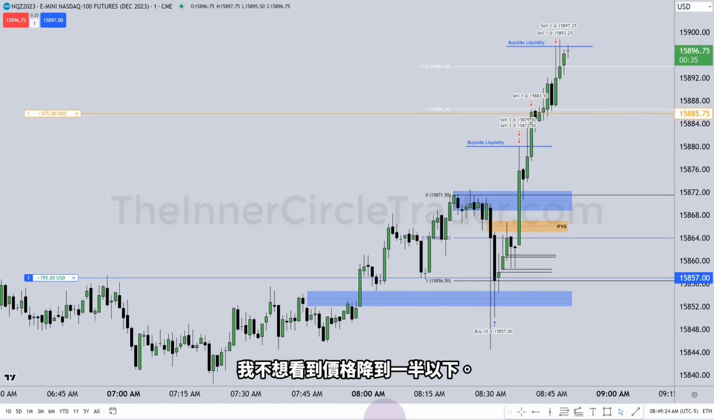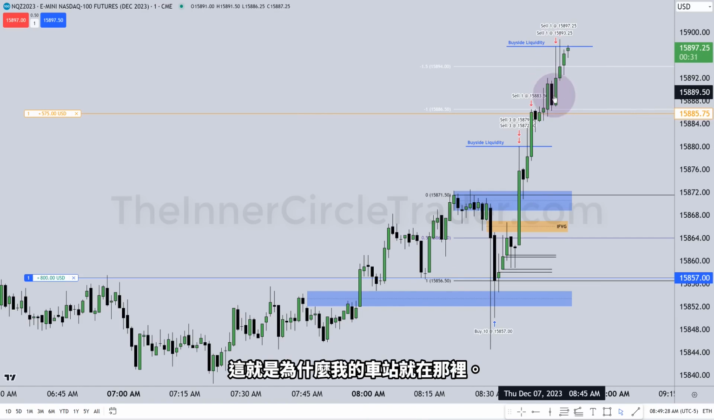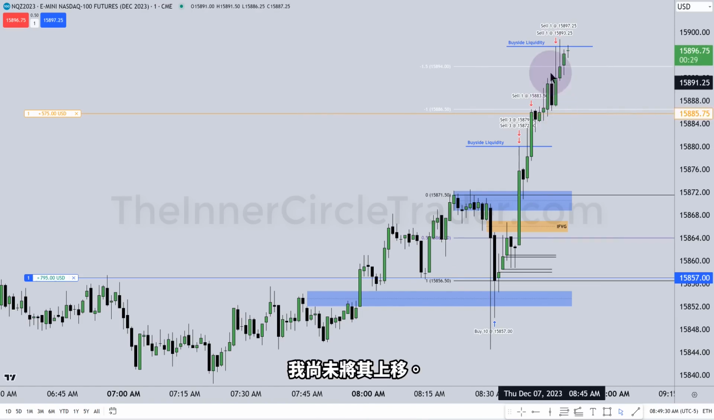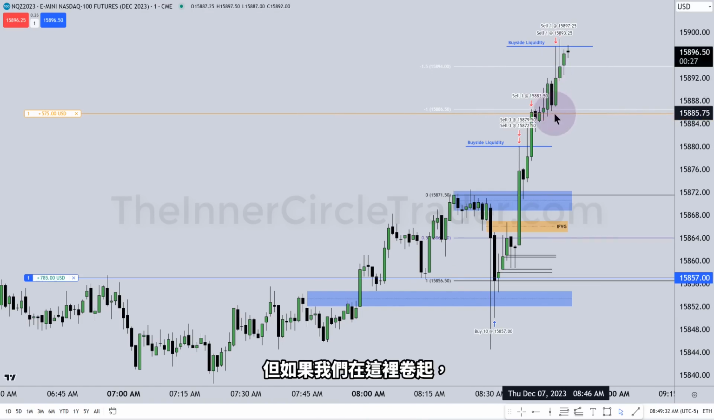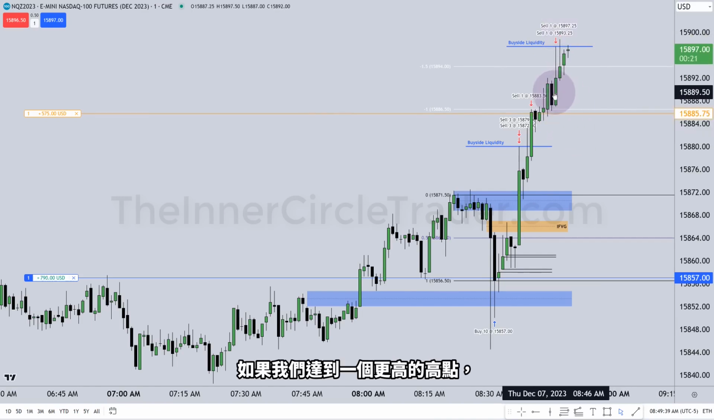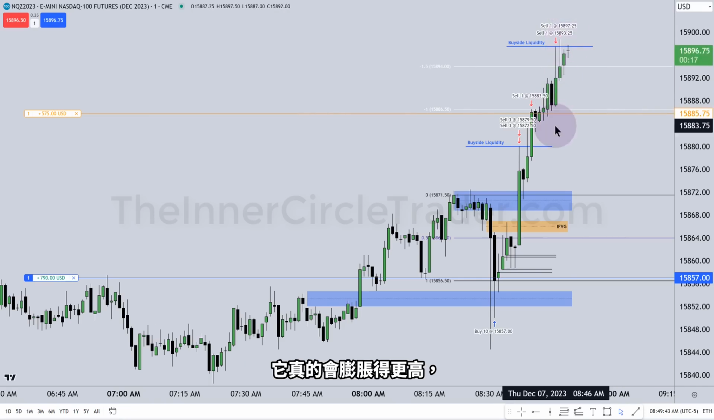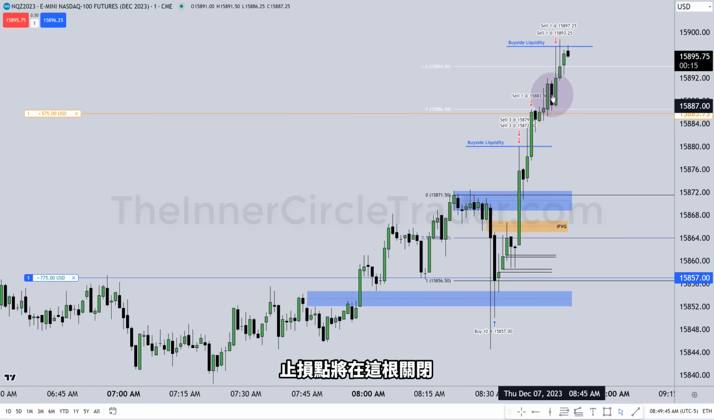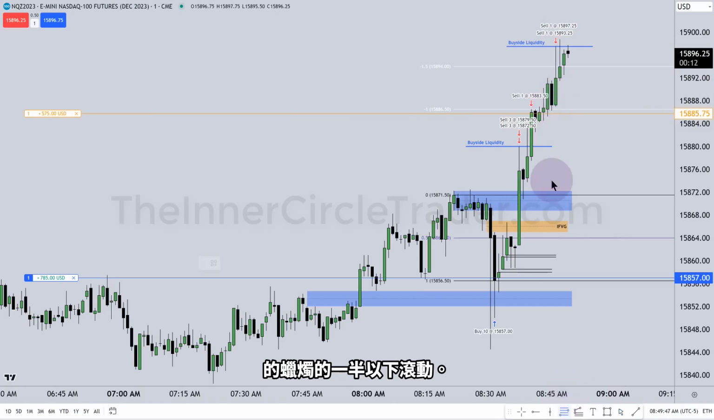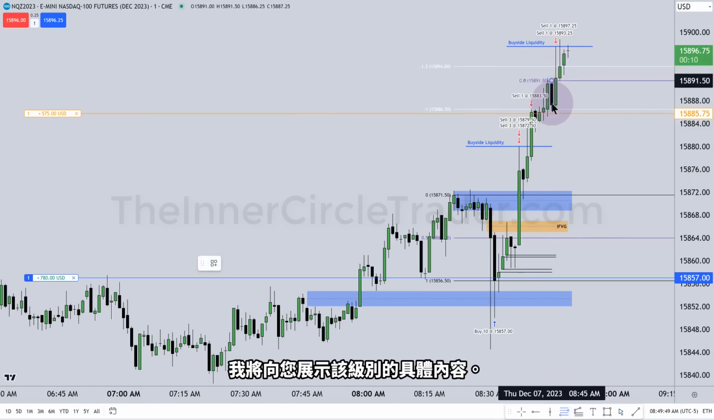All right, so we'll see what we get here. This down close candle here, I don't want to see price go any lower than half of that. That's why my stop is sitting right there. I haven't moved it up, but if we roll up above here, then I will put it right below the midpoint of that down close candle. So in other words, if we get a higher high and it really expands higher, the stop will roll just below half of this down close candle. And I'll show you what that level is specifically.